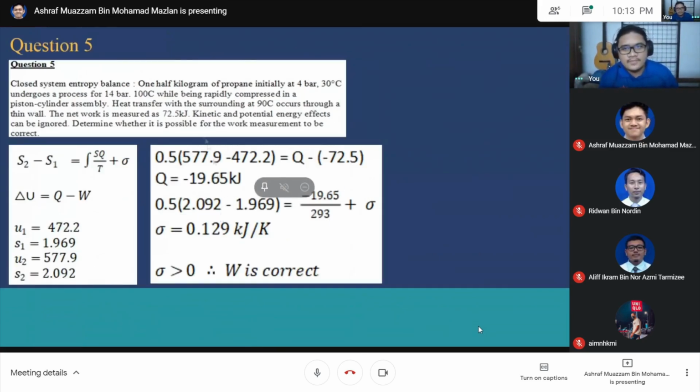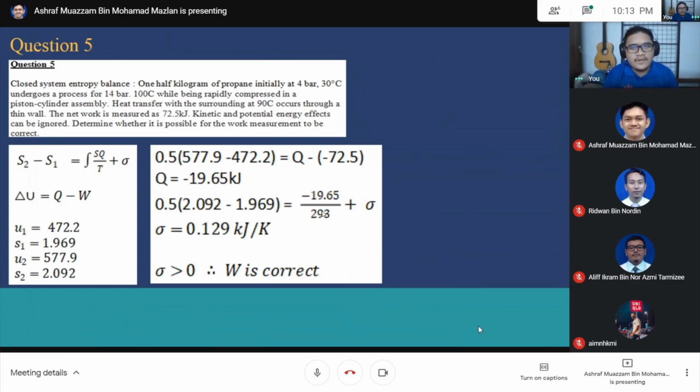Next, for question 5, it asks for the closed system entropy balance, in which a half kilogram of propane initially at 4 bar and 30 degrees Celsius, which equals 303 Kelvin, undergoes a process to 14 bar and 100 degrees Celsius, which is 373 Kelvin, while being rapidly compressed in a piston cylinder assembly.